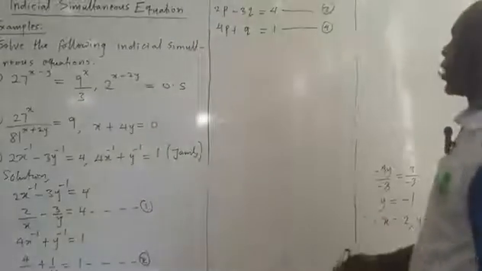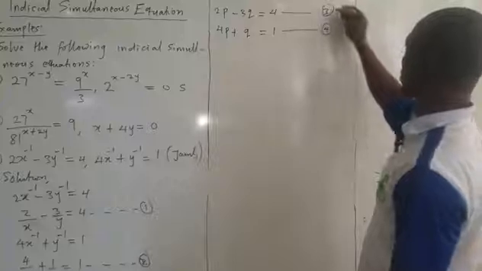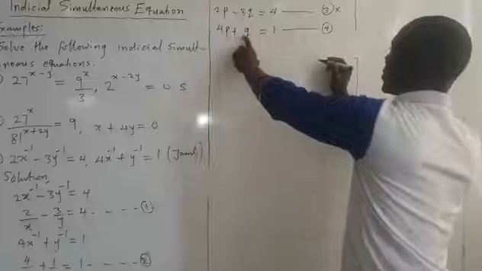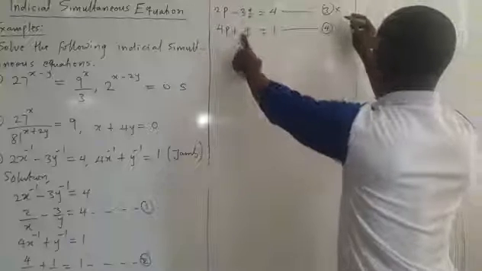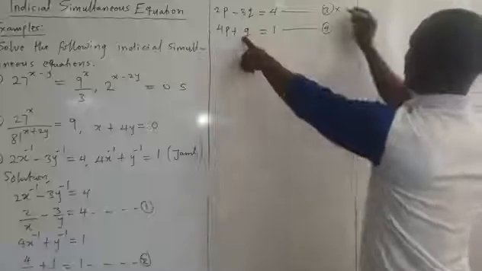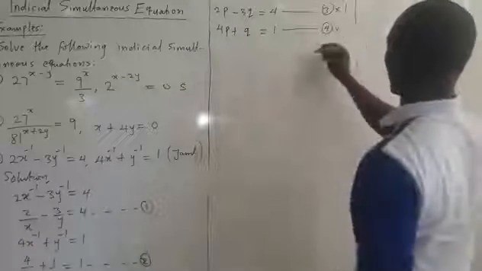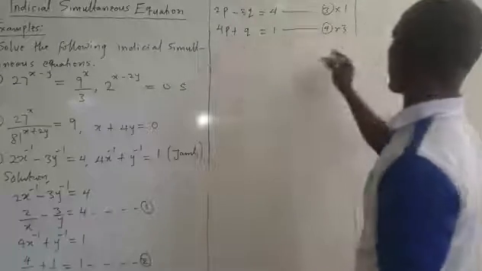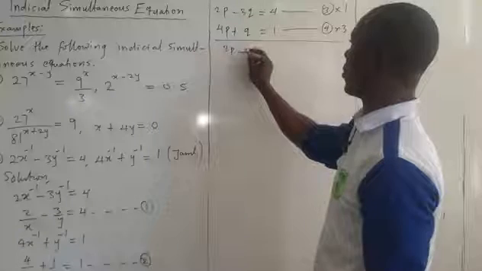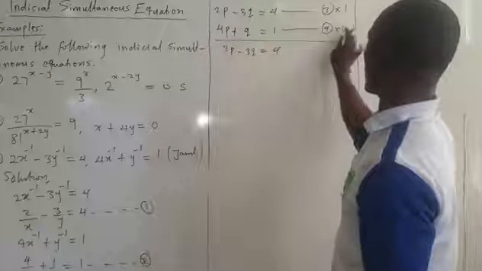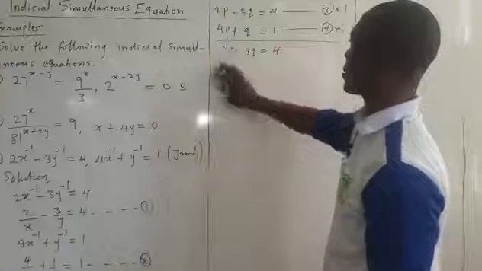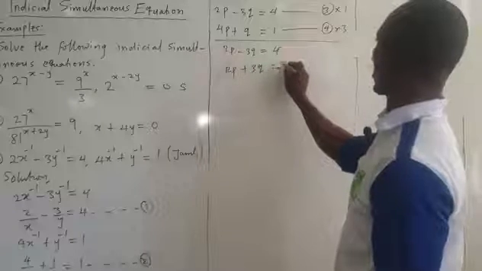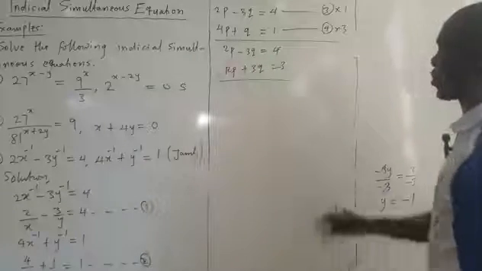So from here, you can use the elimination method. Let me eliminate q. You multiply by the coefficient of q in equation 1 and equation 2. The coefficient of q in equation 2 is 1, so use it to multiply equation 1. The coefficient of q in equation 1, which is 3, use it to multiply equation 2. So we have 1 times 2p, that's 2p, minus 3q equals 4. Then the second equation is 12p plus 3q equals 3.